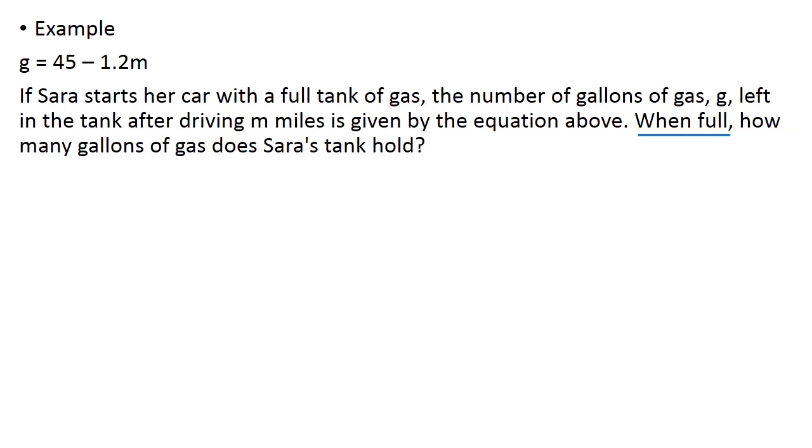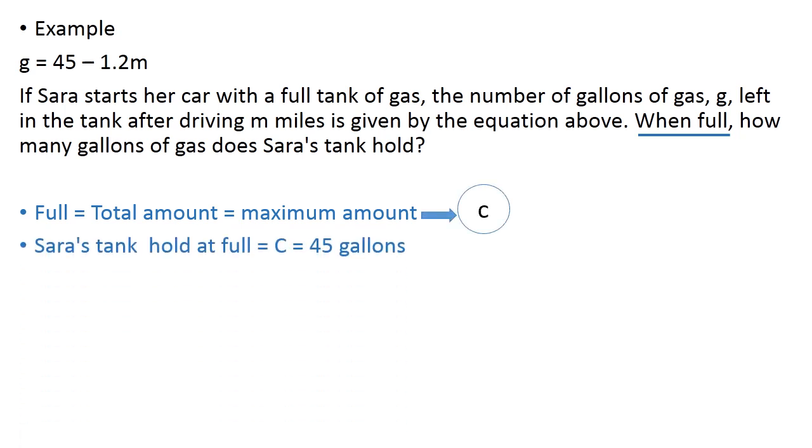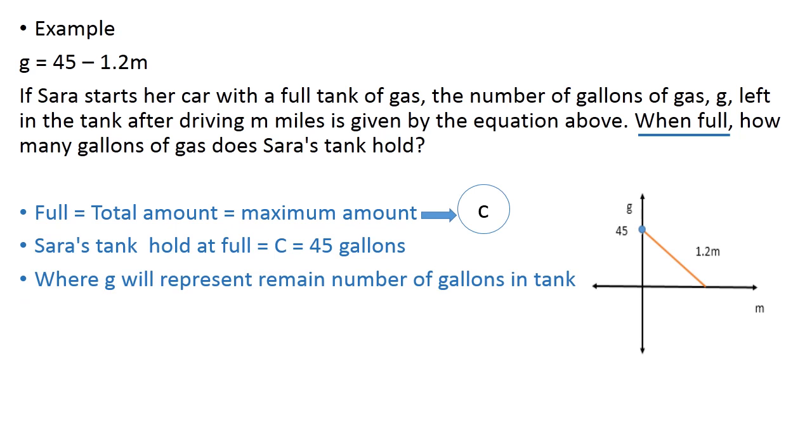The word full means total amount or maximum amount, which can be represented by the constant c. Then Sarah's tank holds at full 45 gallons. The equation can be represented graphically as follows, where g represents the remaining number of gallons in the tank, and it will be 45 at full and start decreasing by driving m miles. Again, it's important to remember that the units of g and c are the same, which are gallons.